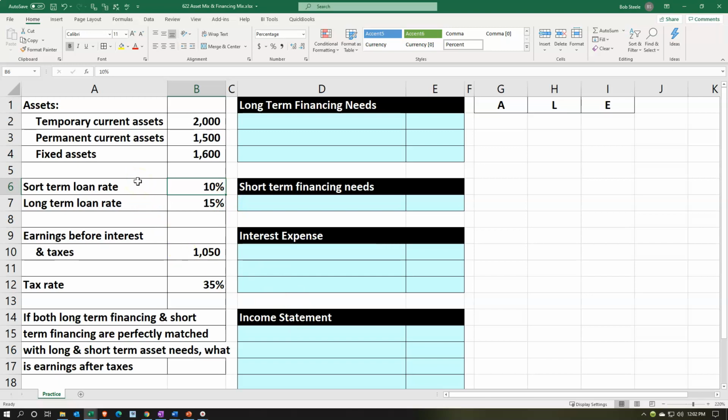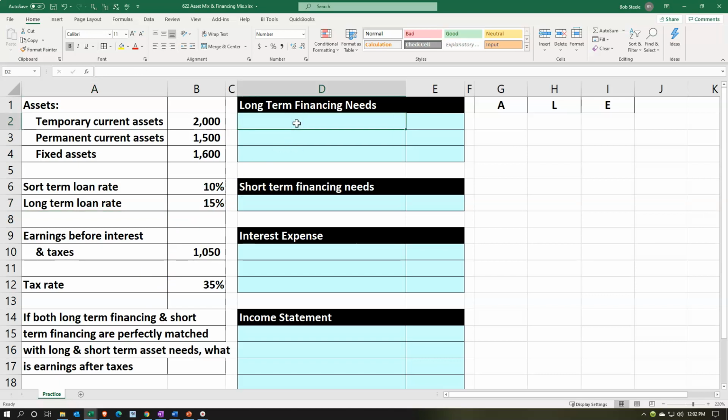So we've got the temporary assets, permanent assets, fixed assets. We have the short-term loan rate, the long-term loan rate, the earnings before interest and taxes, and the tax rate at 35%. If both the long-term financing and short-term financings are perfectly matched with long and short-term asset needs, what is earnings after taxes? All right, to calculate this, let's take a look at our long-term financing needs.